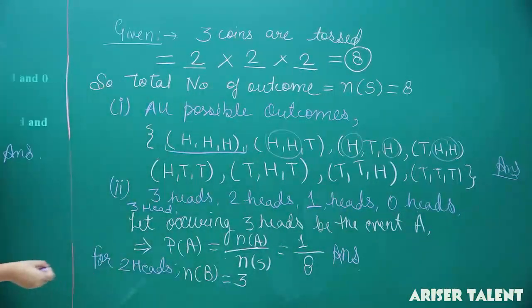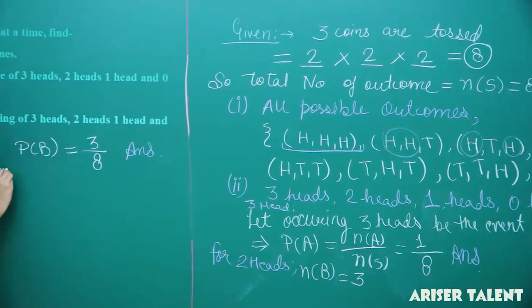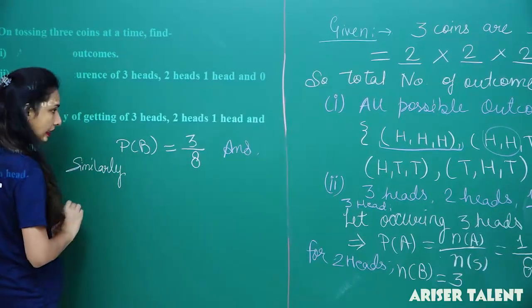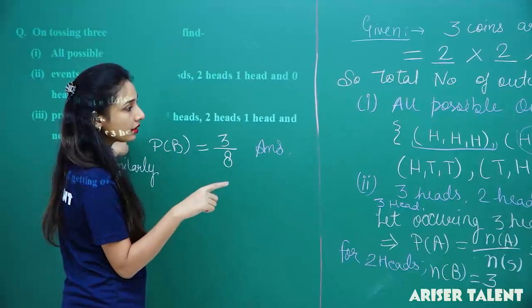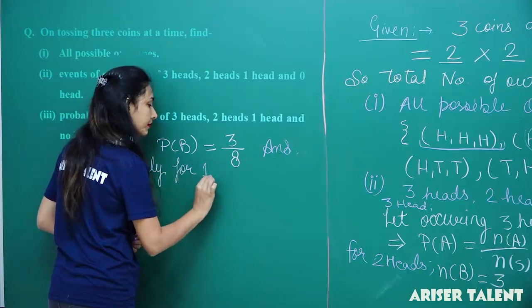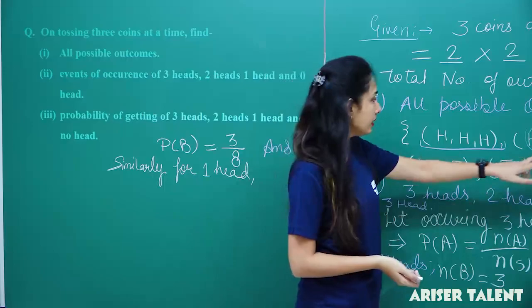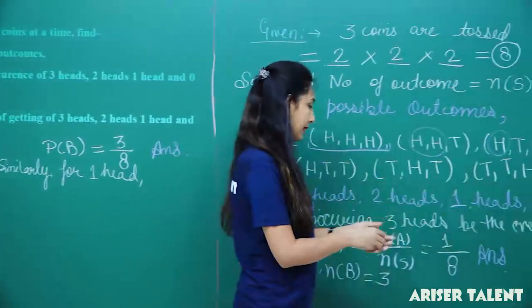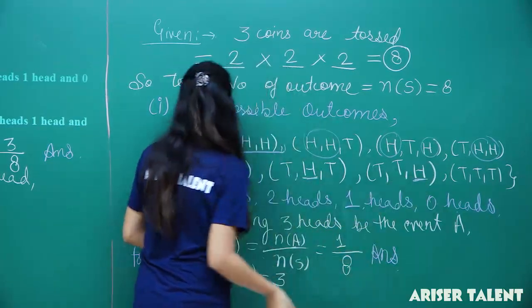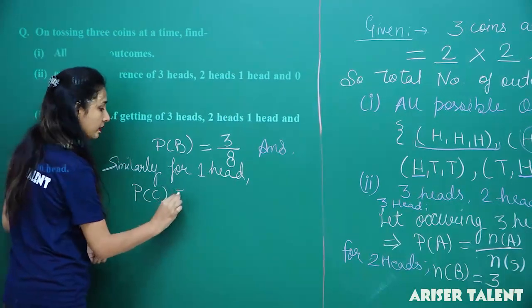Right. Now, similarly, what is next? 1 head and 0 heads. Similarly, for 1 head, you'll be having here 1 head, 1 head and 1 head. So basically, this is 1, this is 1 and this is 1. So 3. Okay. That means PC equals what?